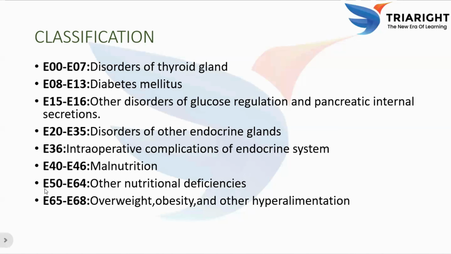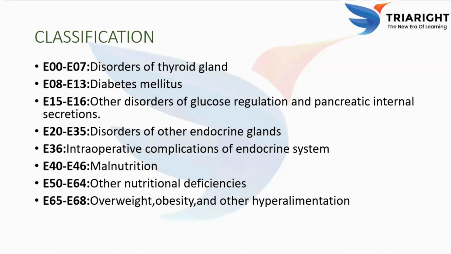And the next code range, E20 to E35. Here it covers diseases of glands other than the thyroid and pancreas. For example, acromegaly and also Addison's disease. This section includes all other hormone making glands like pituitary, adrenal, parathyroid, ovaries and testes.